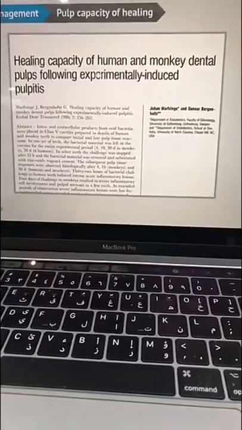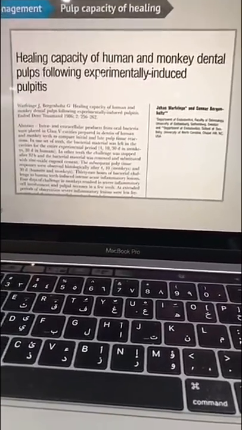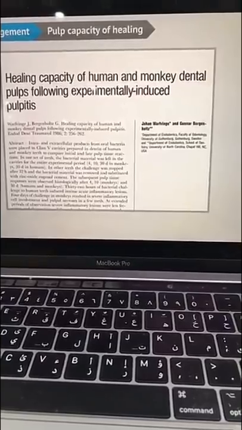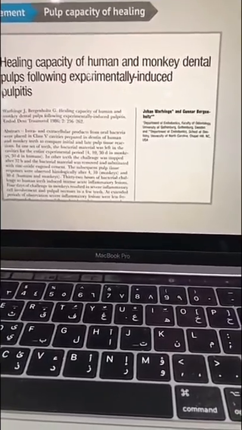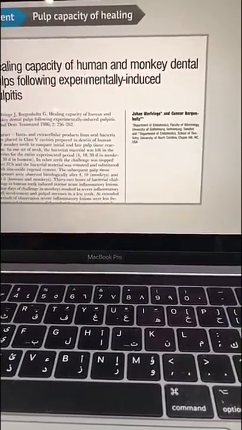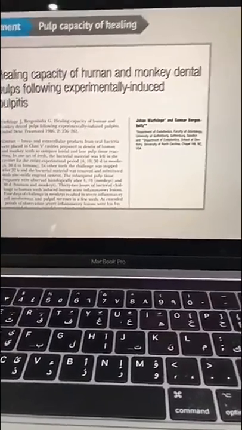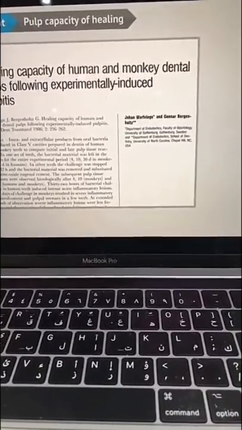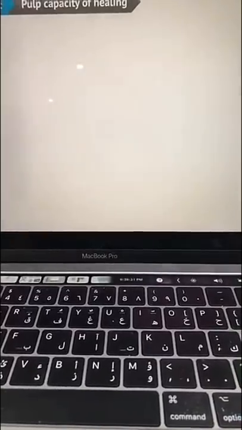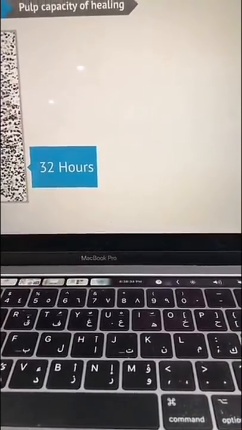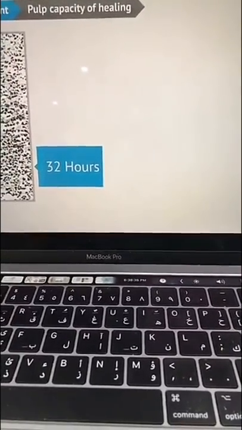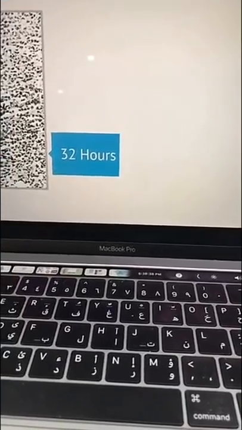The question is, when the pulp is inflamed, can the pulp actually heal after inflammation or not? I'll show you a study: Healing capacity of human and monkey dental pulps following experimentally induced pulpitis. They induced pulpitis by putting bacteria next to the pulp, and they wanted to see if the inflammation will go away after some time. And they found that the inflammation will be at its peak after 32 hours.